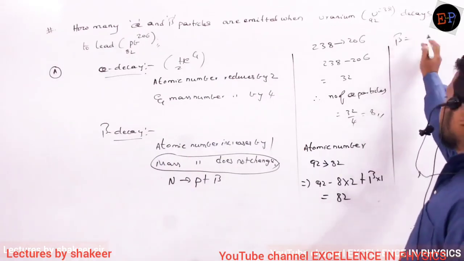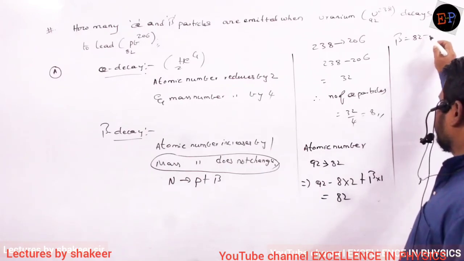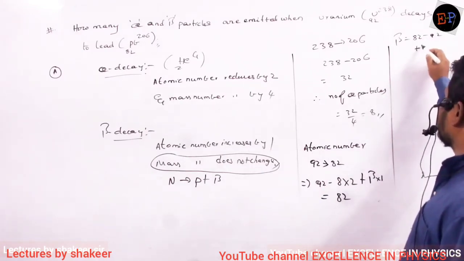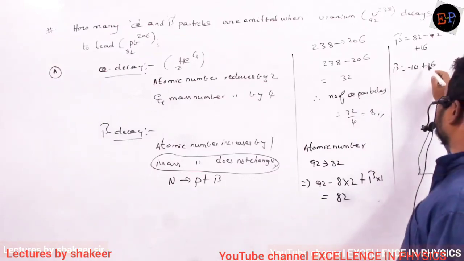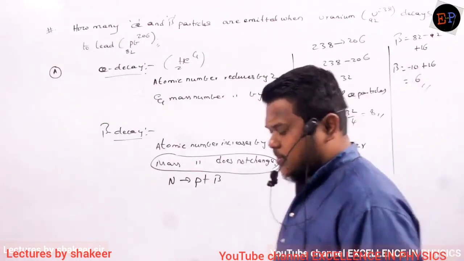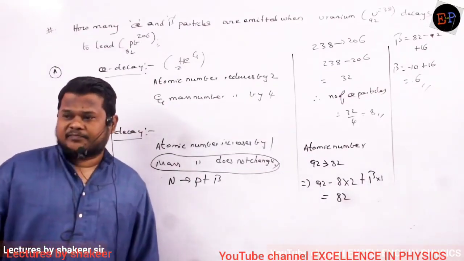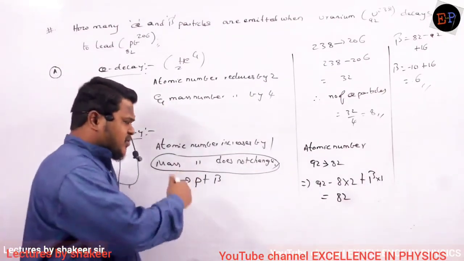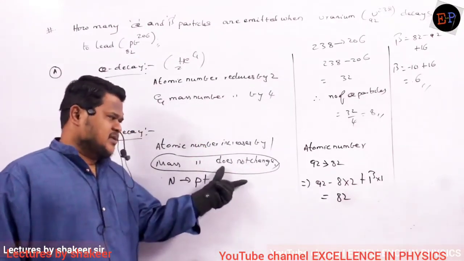So beta is equal to 82 minus 92 plus 16. Clear? So beta is equal to minus 10 plus 16. So how much? 6. So how many beta particles are released? 6 beta particles are released. So this is the method of calculation. Are you able to understand? So first you proceed with the value which never changes. Mass number never changes, no?